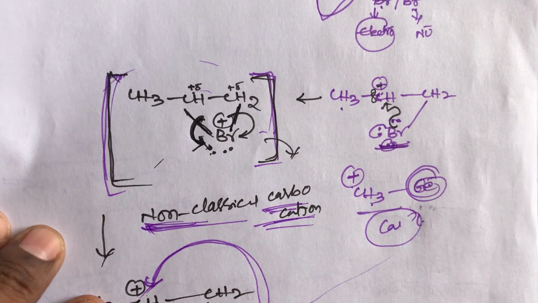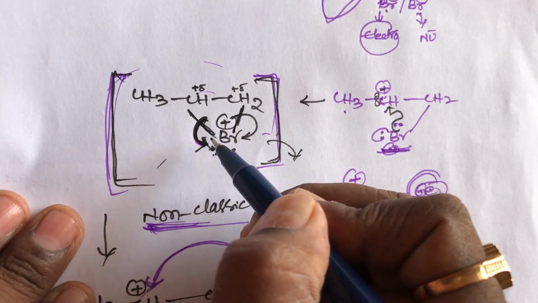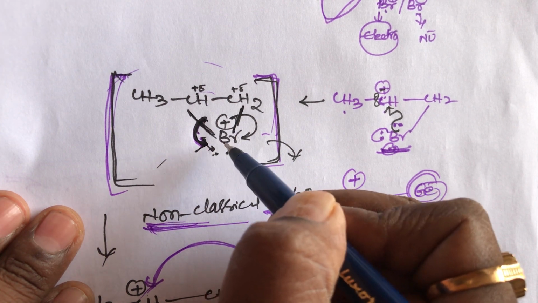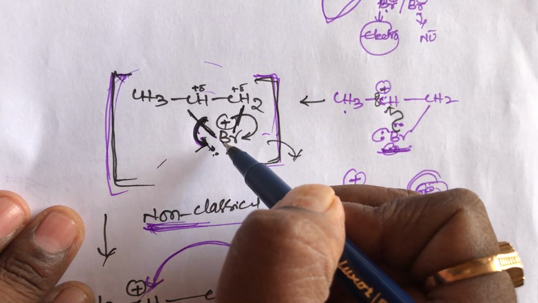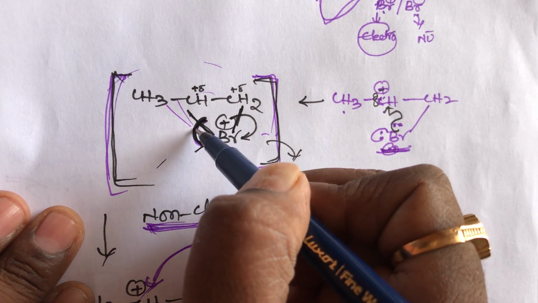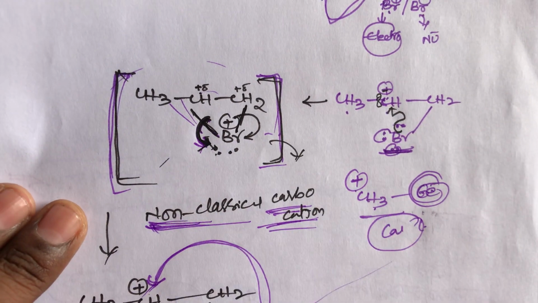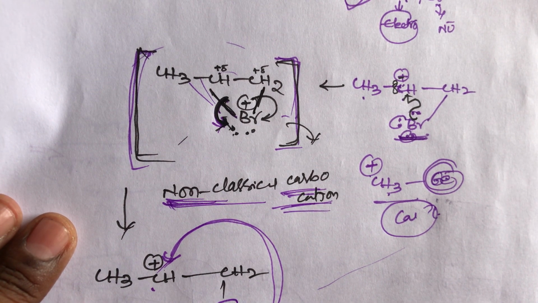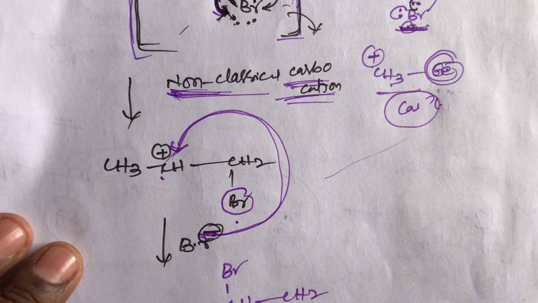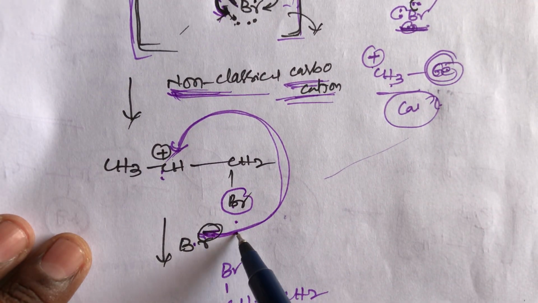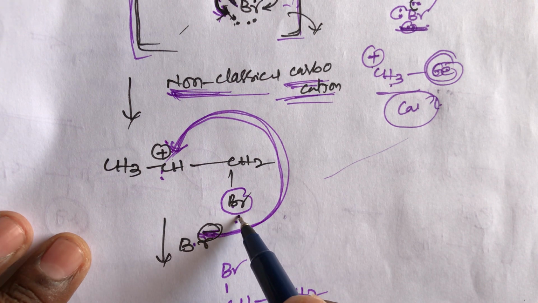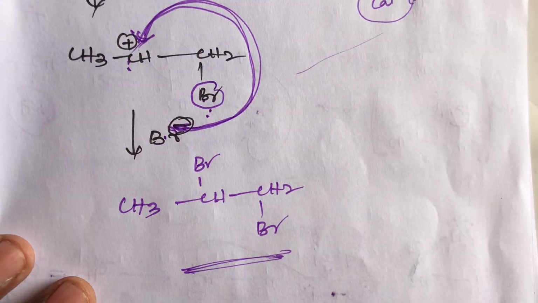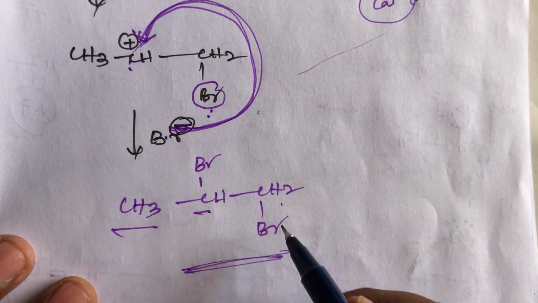Then after that, these bromine electrons return back. In this step the bromine electron was participating in the bonding, so that's why this Br electron returns back to form CH3 CH+ then CH2Br. After that this carbon gets a positive charge, so this Br- will attack opposite to this bromine. So we get the final product, that is CH3 CHBr CH2Br.